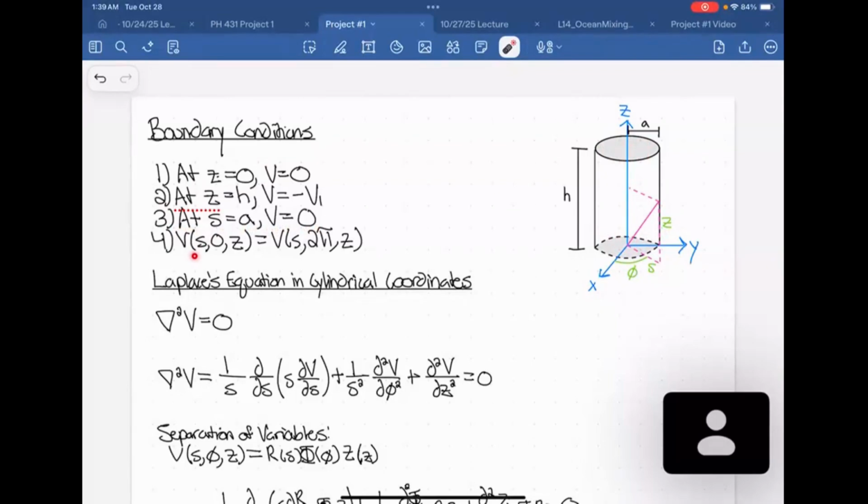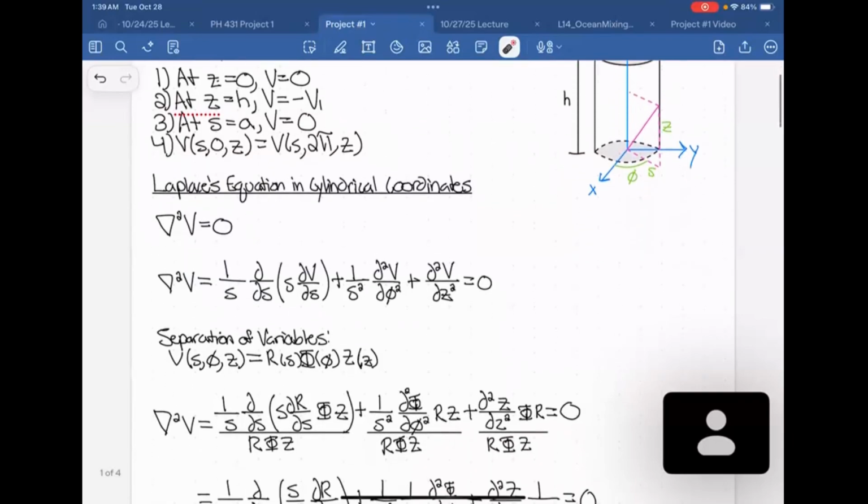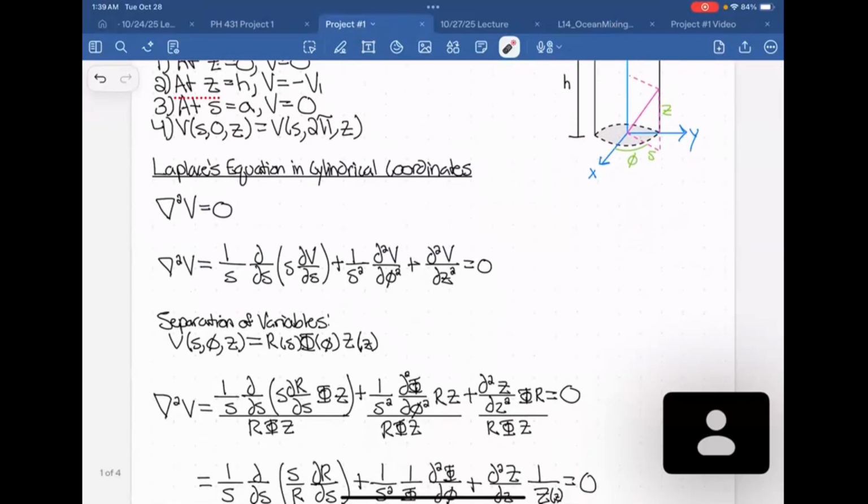And then it's also important that when phi equals 0 and phi equals 2 pi, which would be the x-axis here, the potential is the same value from the equation. So that just means that we want it to be continuous at the x-axis, or continuous in general, and that it's periodic. Okay, so here's the form of Laplace's equation in cylindrical coordinates.